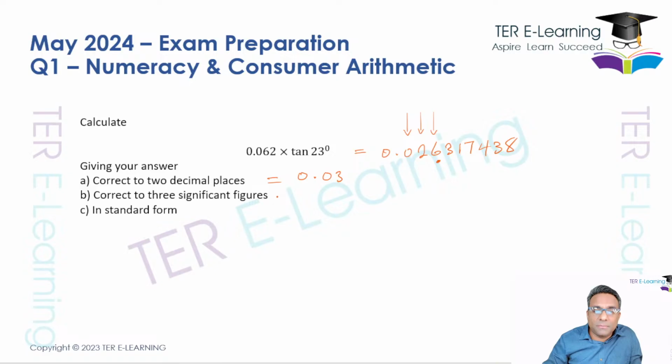For part B, we want our answer correct to 3 significant figures. So now we have to look to see which are our significant figures. So in this case here, let me just remove some of this here. In terms of significant figures, this 2 is actually my first significant figure. This is your second significant figure, and this is your third significant figure, right? Now we want our answer to 3 significant figures, so we need to know where the fourth is, right?